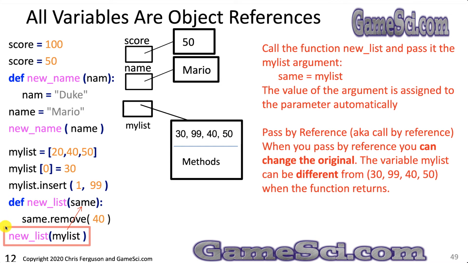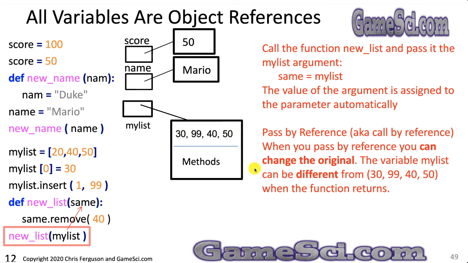Again, we jump over the function definition to the call to new list, and I passed mylist as a parameter to the function. Call the function newList and pass it the mylist argument. Underneath the covers, same is going to be assigned to mylist. The value of the argument is assigned to the parameter automatically. Pass by reference, aka call by reference. When you pass by reference, you can change the original. The variable mylist can be different. At the start of the call, we contain these 4 numbers.